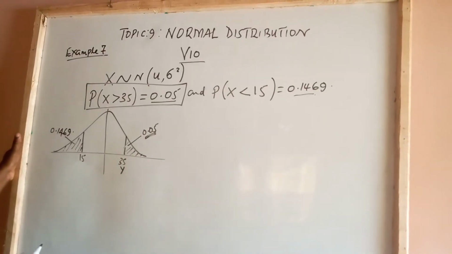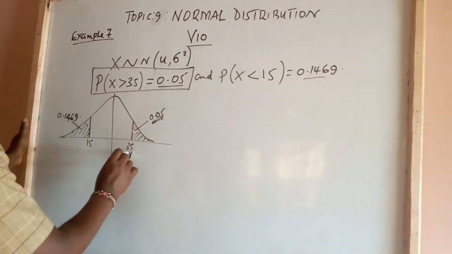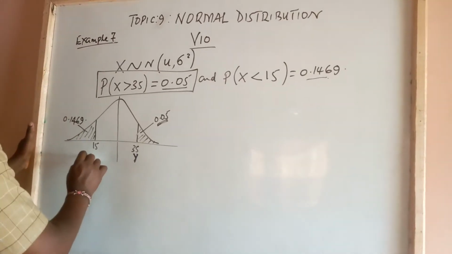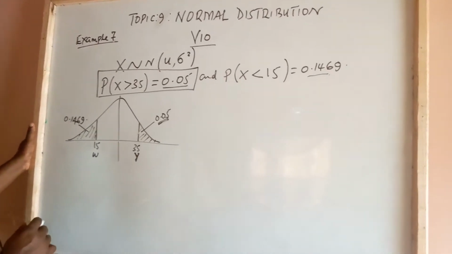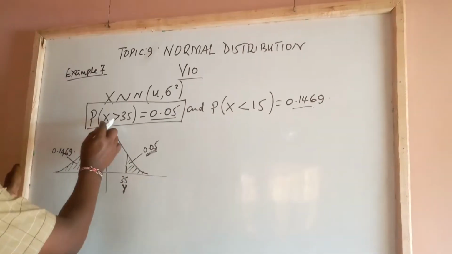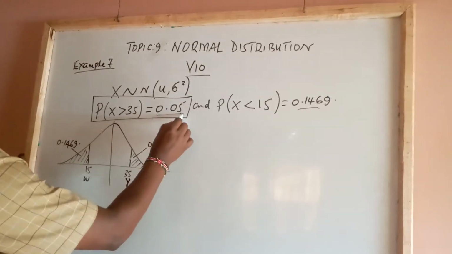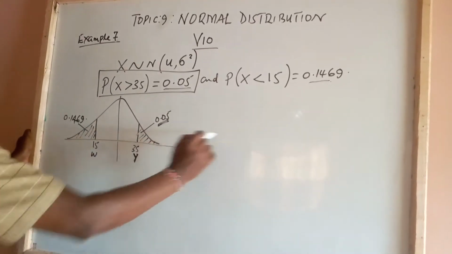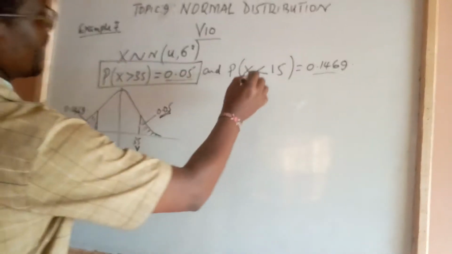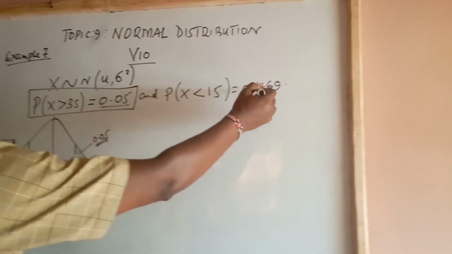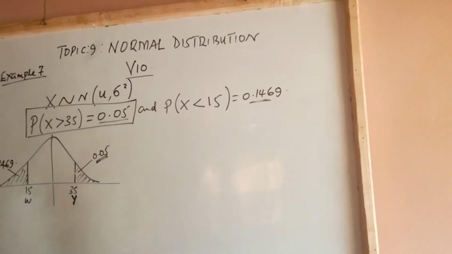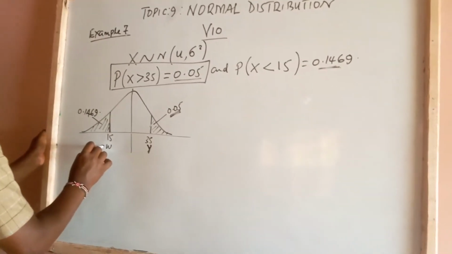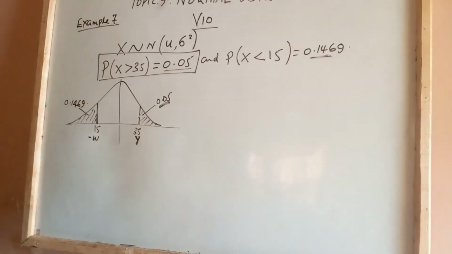How have I learned that 35 is on the upper side? Because 35 is an unfamiliar boundary, we have to bring in y, which might be our familiar boundary, and w, which will be our familiar boundary. When x is greater than 35 and the area is far less than half, it is so close to the end, which means it is on the positive side. And when x is less than 15 and the area, 0.1469, is far less than half, it is just a small portion to the left, so w will obviously be negative.